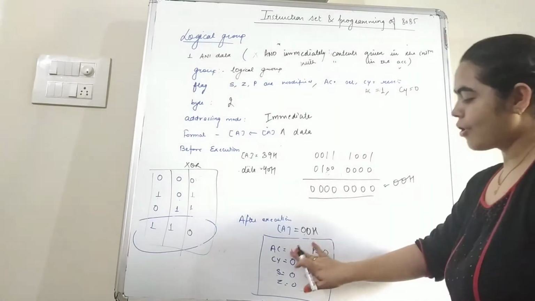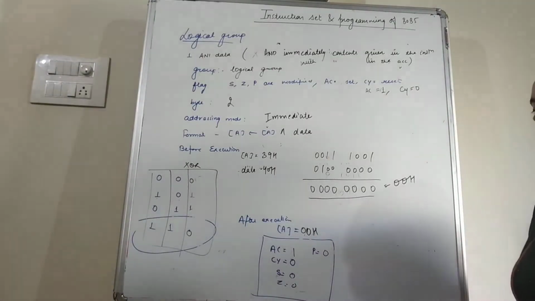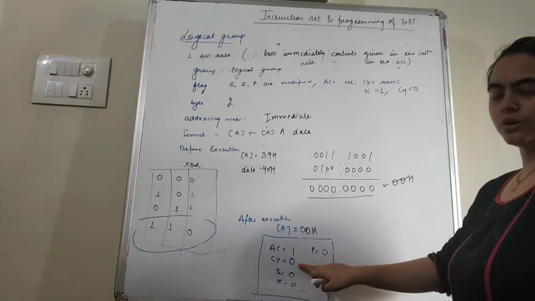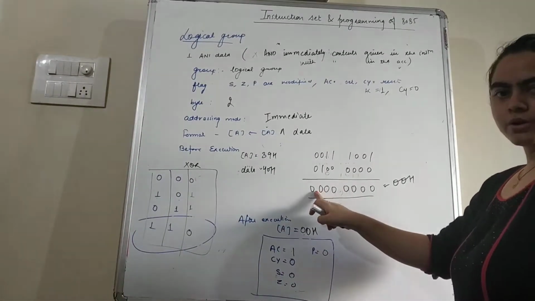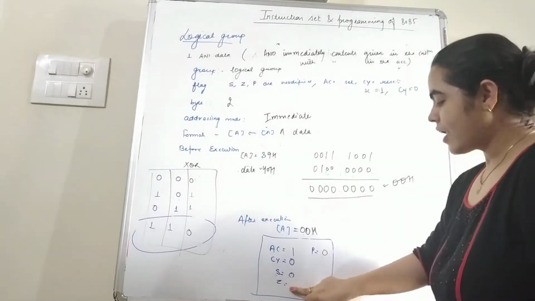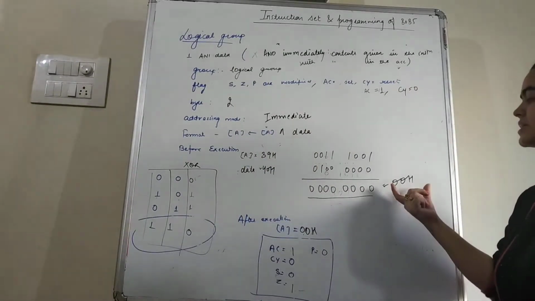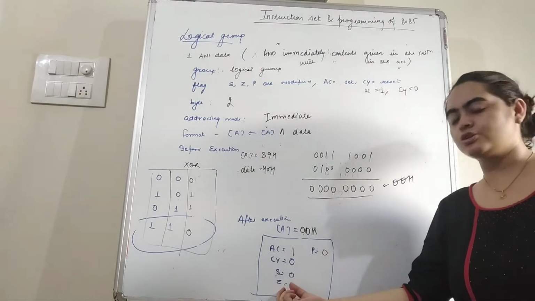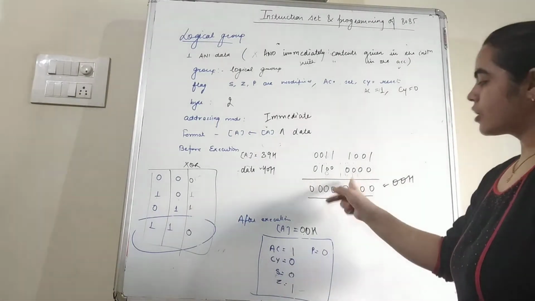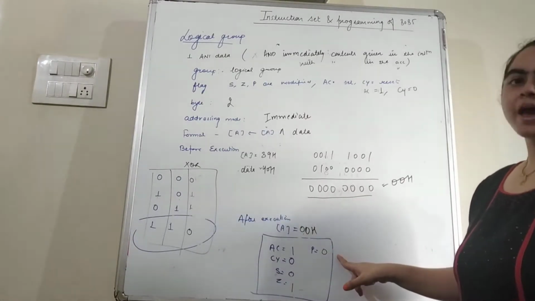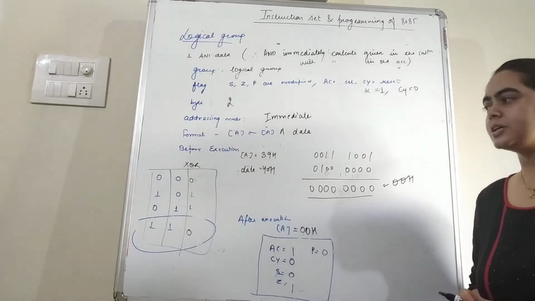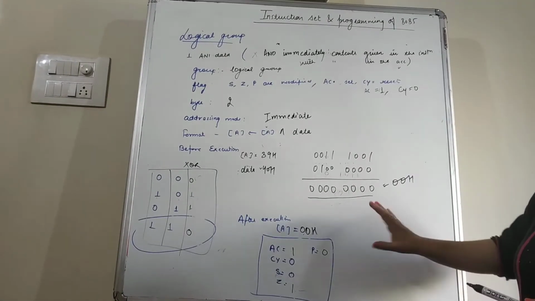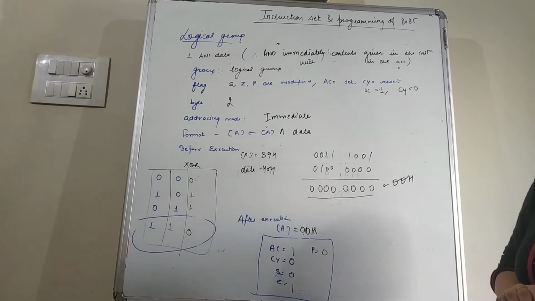So accordingly we always have to set the auxiliary carry equal to 1, carry is equal to 0, sign is 0 because MSB is 0, zero flag is now set to 1 because the result is 0. So if the result is 0, then we set the zero flag to 1, and there are no ones in the result, so that means parity is equal to 0. Now students, this is about ANDing the contents of the accumulator with the data.